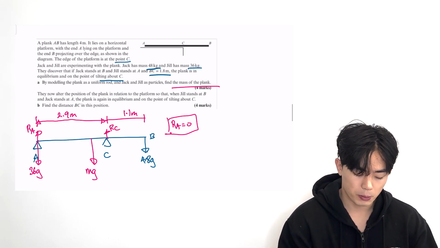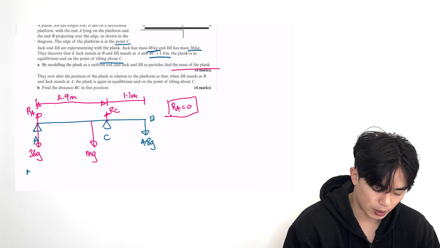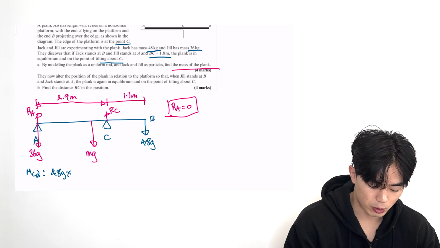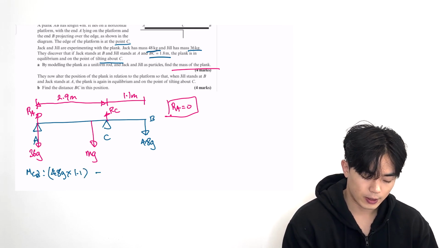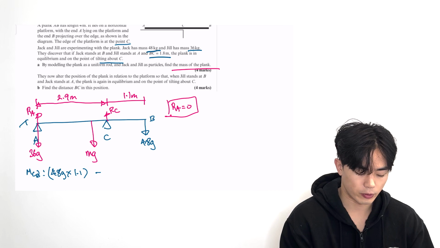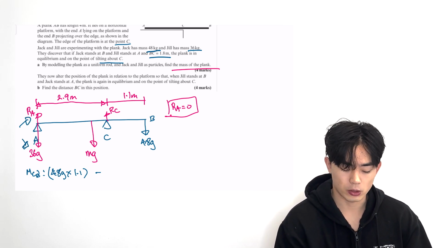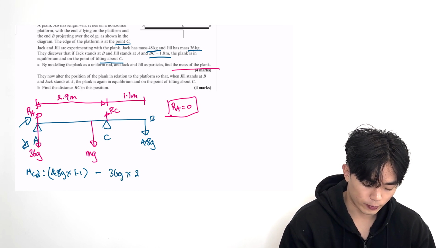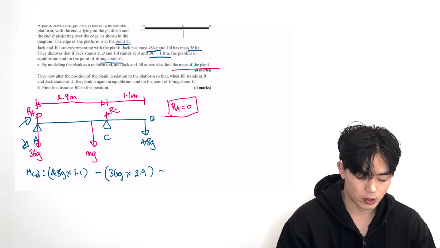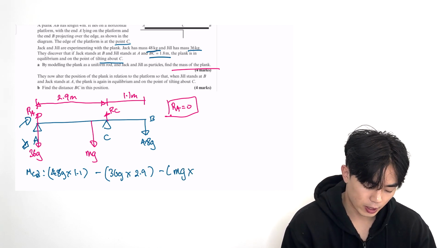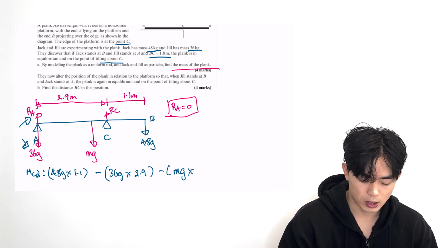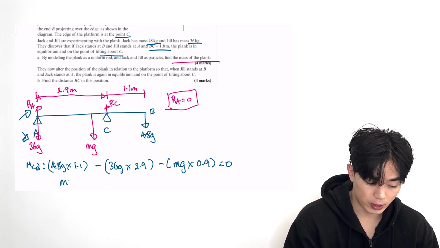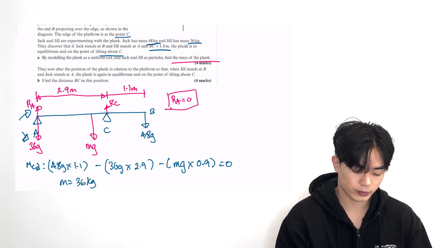Right, same thing, we're just doing moments now. So we're going to do moments about C, because that's where it's tilting about. So we're going to do 48g times the distance to C, 1.1, minus, now you can see here we have two forces, RA and 36g. We don't have to include the RA because that's equal to 0, but we do have to include Jill's weight, so it's going to be 36g times the distance, which is 2.9, and it's going to be negative. And we also have this mass of the plank, so mg times the distance here. Well, the distance was 2.9, but it's in the middle, so it's going to be 0.9 like this, and that's equal to 0, which I can work out and get that m is going to be equal to 36 kilograms, like so.